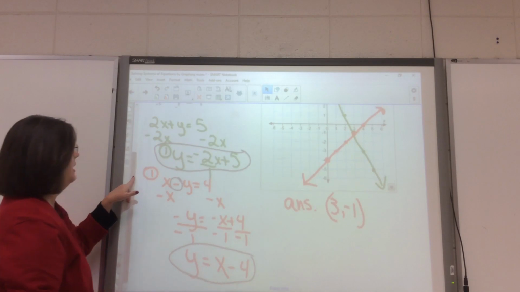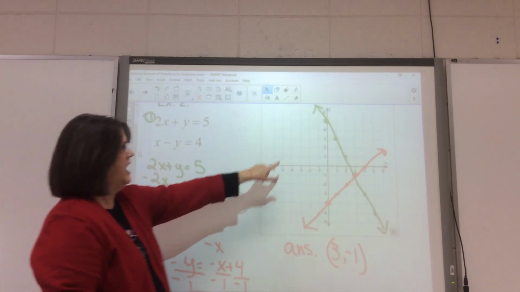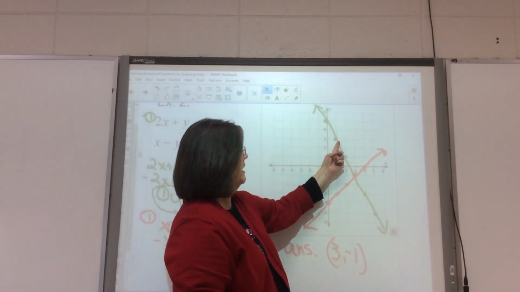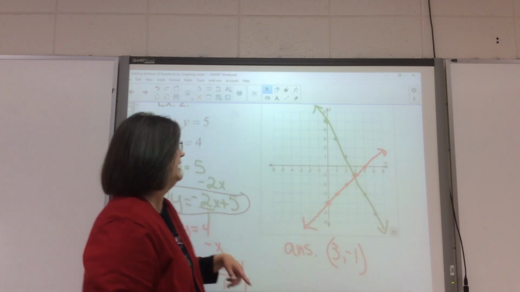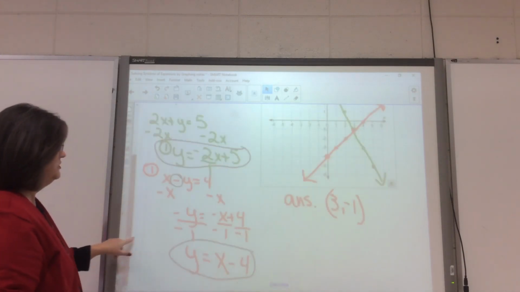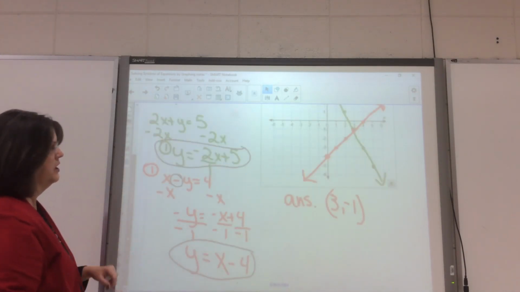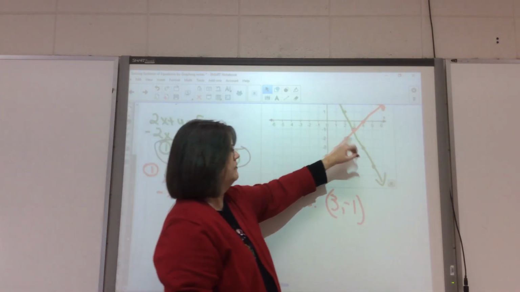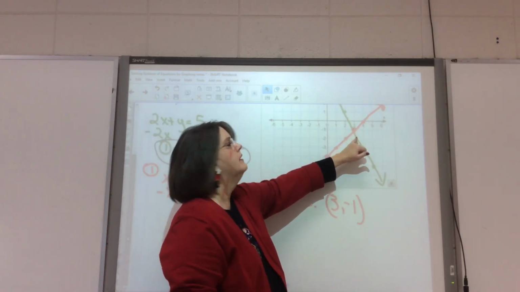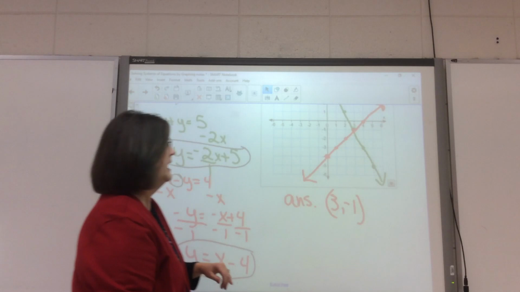All right, now we're going to plot both of them. We start at 5 and we go down 2, right 1, down 2, right 1 for that equation. For this equation, we start at -4 and we go up 1, right 1, up 1, right 1. And this is where they intersect. It is (3, -1).